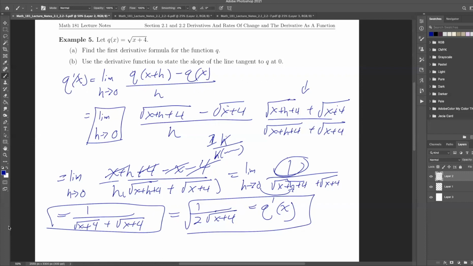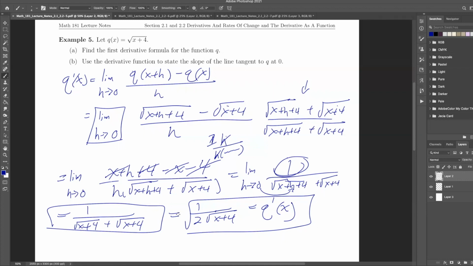Can you explain why it's 2 times the square root? Oh yeah, here I have the square root of x plus 4 plus the square root of x plus 4. Therefore, I have 2 times whatever this is, right? It's once and twice, so I just put it together. It's kind of like if I have x plus x, you make it 2x. Just this time, it's a fancier function.